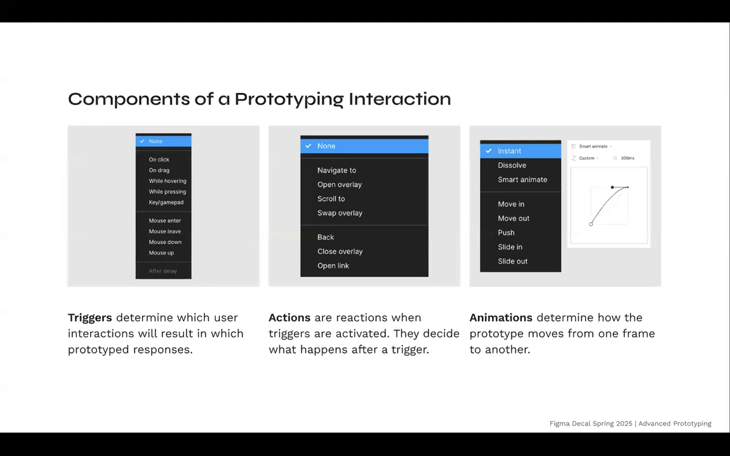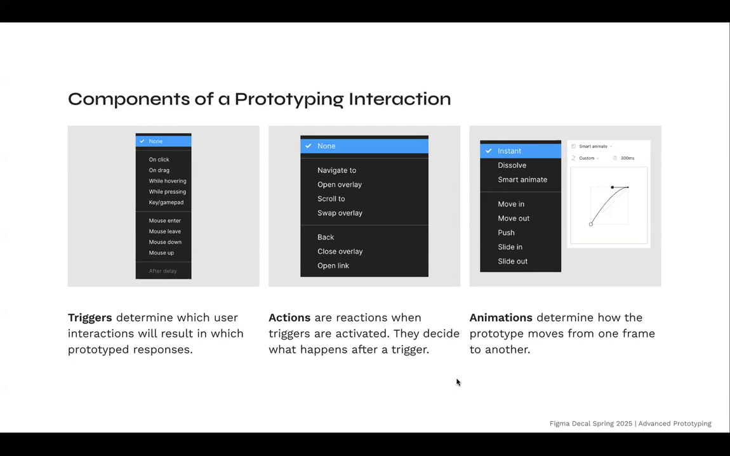And then these are the different components of a prototyping interaction. Triggers determine which user interactions will result in which prototyped responses, whether it's clicking, hovering, or pressing. Actions are reactions when triggers are activated, and they decide what happens after a trigger, whether that's navigating to a new page or opening an overlay, where something else appears on the screen but on the same frame. These are all different options that you will be able to explore later.